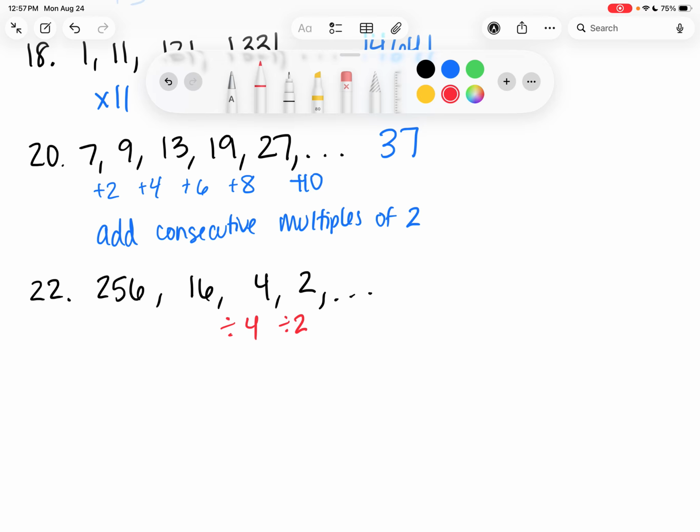It's definitely not 6. So 256 divided by 8 is 32. Are there any other operations besides division that I can use? So 256 divided by 16 is 16.